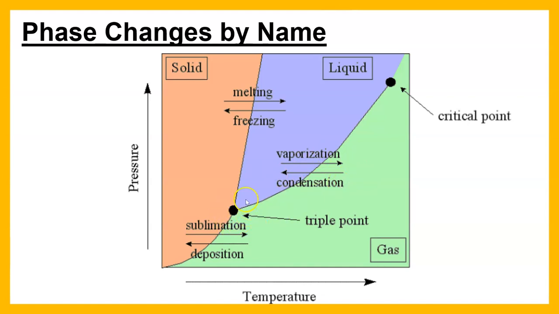Here's another one, the triple point. This is the temperature and pressure combination in which you can have all three phases present at the exact same time. Kind of a crazy idea, but there is this special point at which you can have a solid, a liquid, and a gas all at the same time.